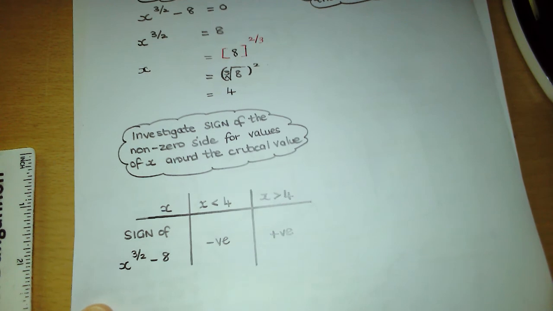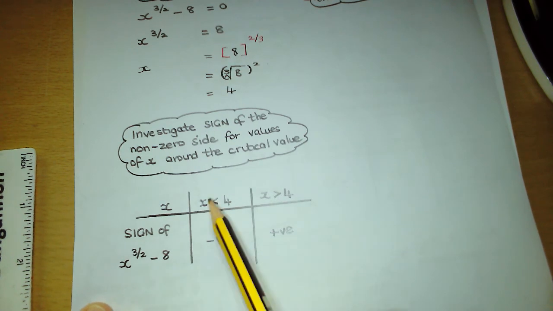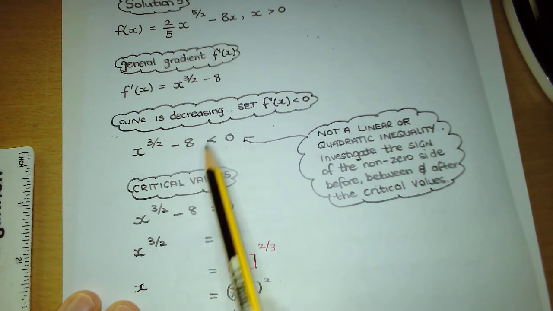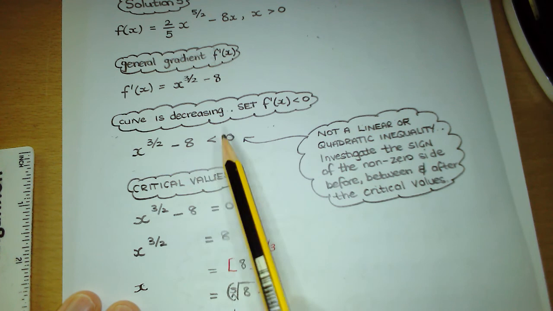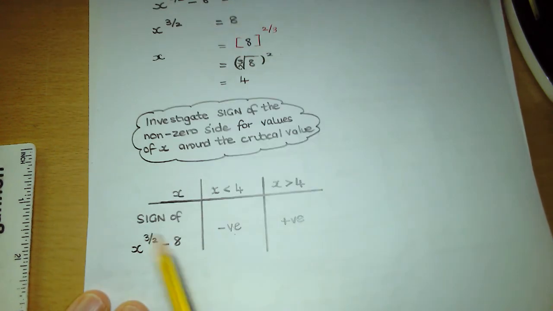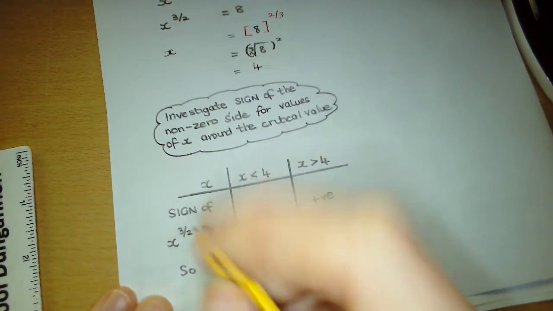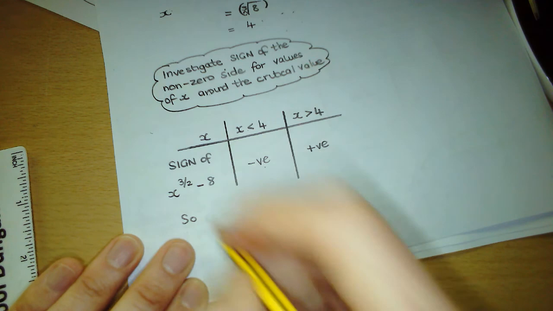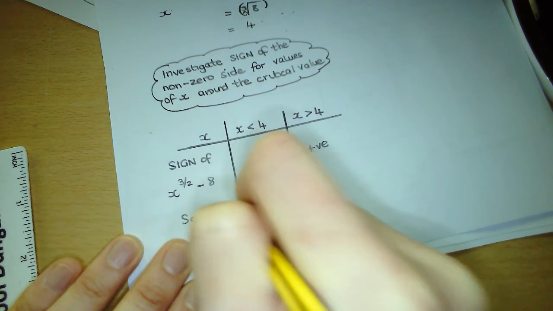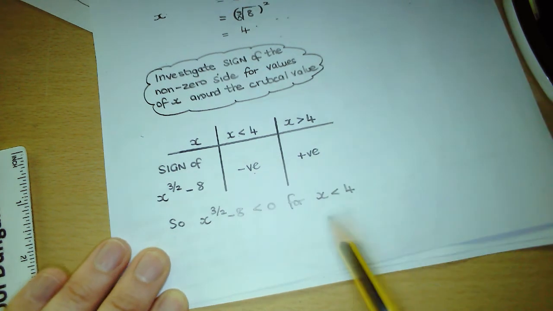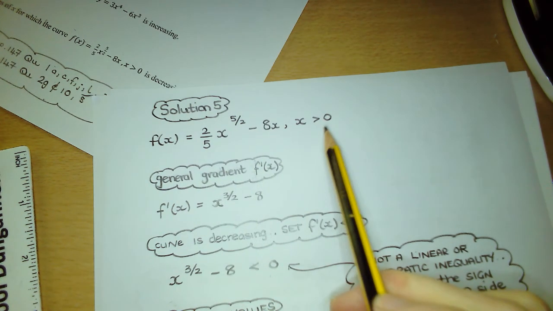Now, what we're saying here is that x to the power 3 over 2 minus 8 is negative when x is less than 4. And x to the power 3 over 2 minus 8 is positive when x is bigger than 4. So if we go back here, we want to find the range of values of x for which the non-zero side of our inequality is less than 0. So we go to our table. Where is the non-zero side less than 0? In other words, negative. Well, it's clearly negative or less than 0 for x values less than 4. So we have x to the power of 3 over 2 minus 8 is less than 0 for x values less than 4. But do you remember in the question, the original curve only exists for x values bigger than 0.